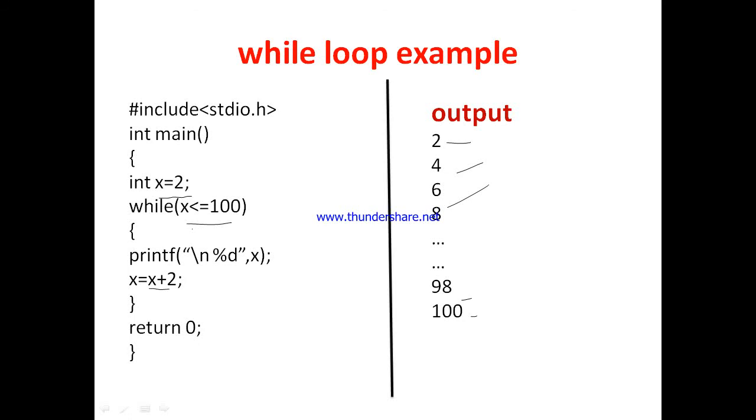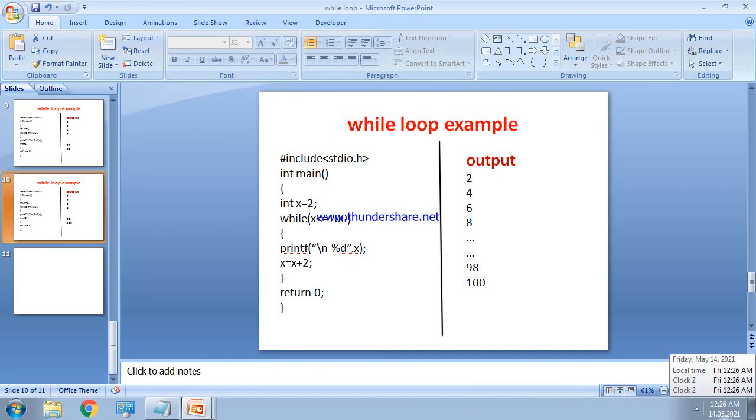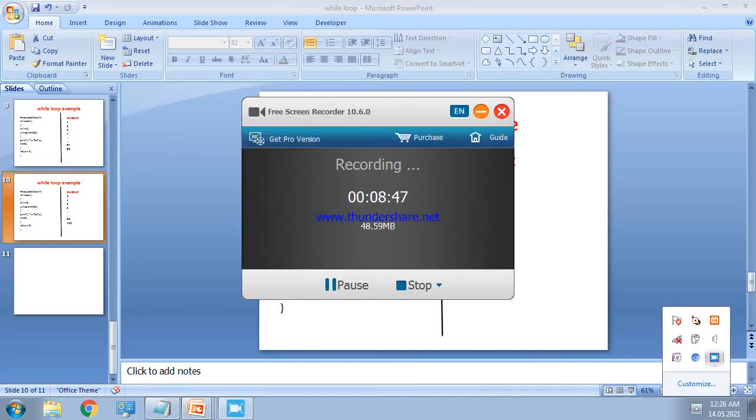Okay. So this is the example of a while loop for printing the even numbers from 1 to 100. Okay. So it is a very simple while loop. A while loop is an entry control loop. Okay. In the next session we'll do the while loop further. Let us stop here.